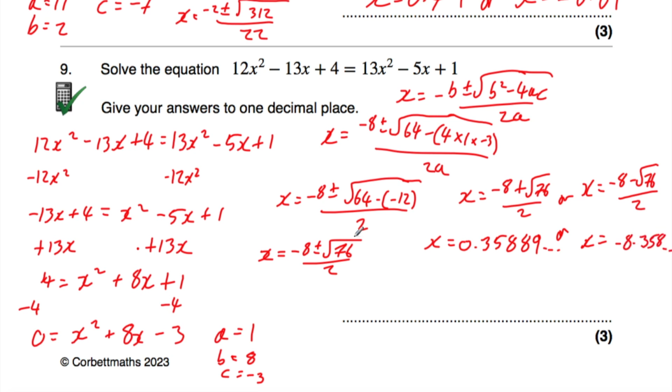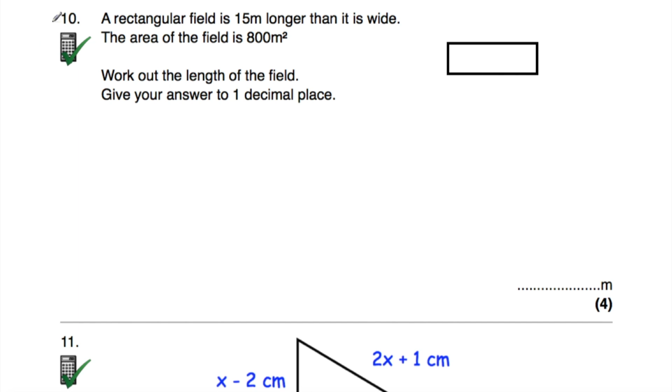8.358 and so on. Now, I've been asked to give our answers to one decimal place, so in this case, x would be equal to 0.4, or x is equal to minus 8 and we've got 35, so it's going to be minus 8.4. So our two solutions would be x is equal to 0.4, or x is equal to minus 8.4. That's it. Okay, so let's have a look at our next question, question number 10.